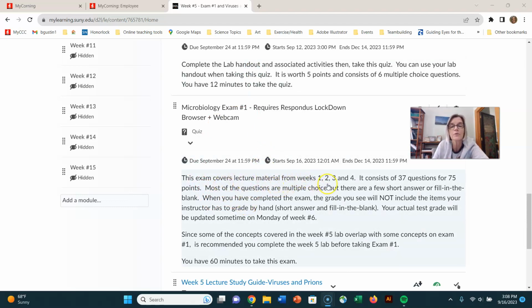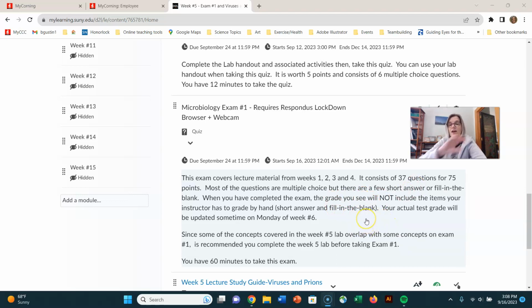I put some important notes here about exam number 1. It covers material from weeks 1, 2, 3, and 4. Remember, 1 and 2 were the same stuff. It covers the lecture material. Sometimes the lab overlaps and reinforces the lecture material, but I specifically take the questions for the test from the lecture study guides. There are 37 questions for 75 points. Most of the questions are multiple choice, but there are a few short answer and fill in the blanks.